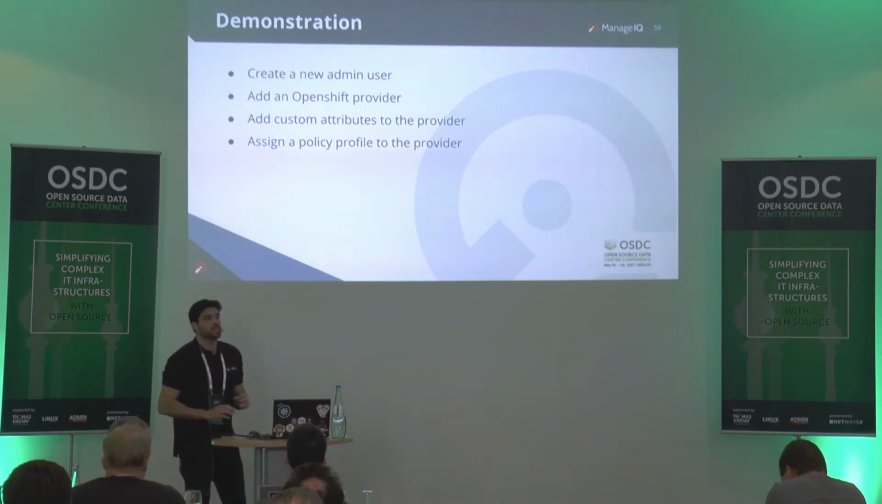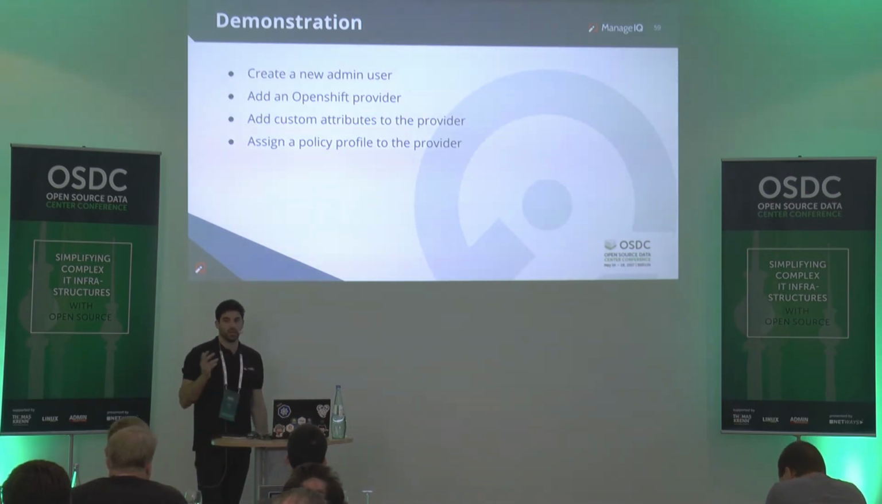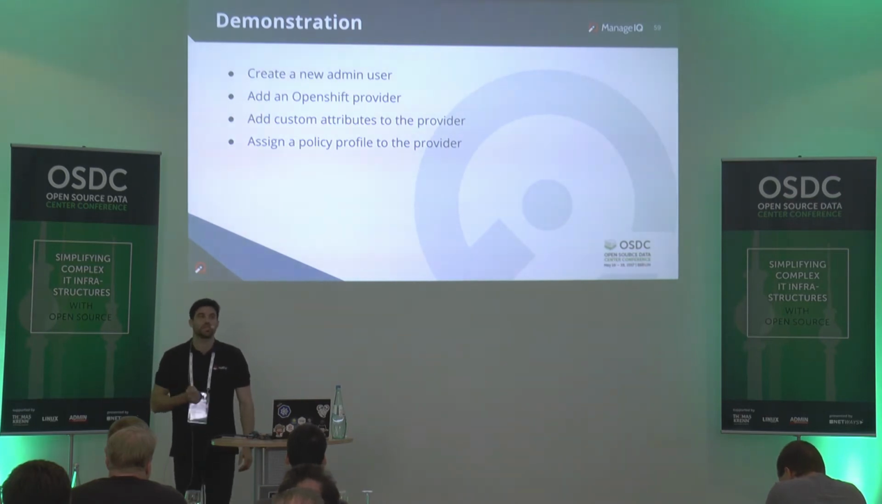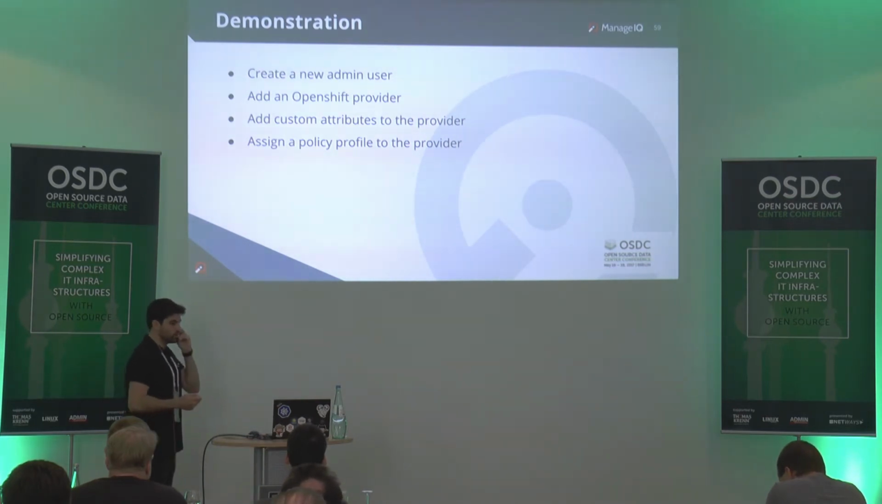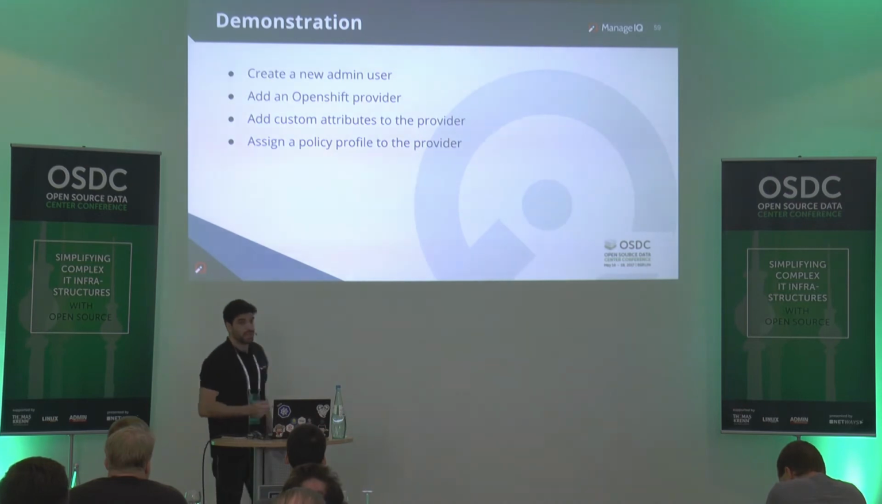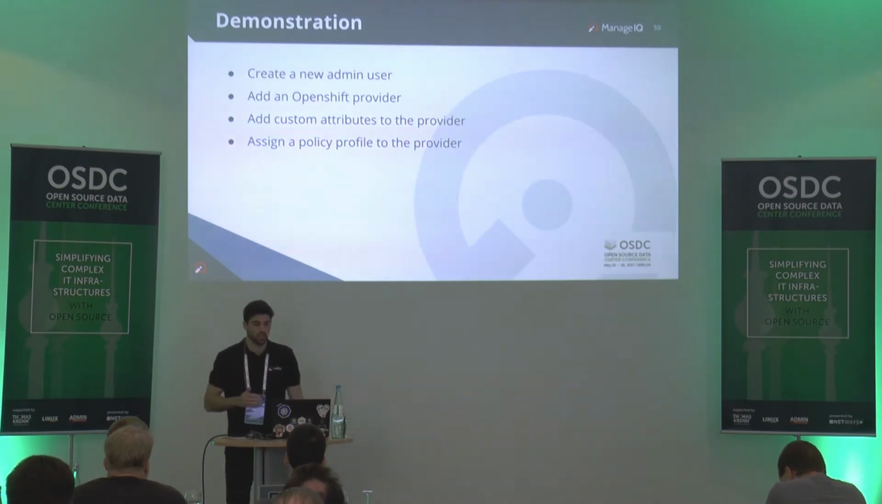So in this demo, we're going to see how we create a new user and use this user to add a new OpenShift provider, then add custom attributes to this provider, and then assign policy profile to the provider.